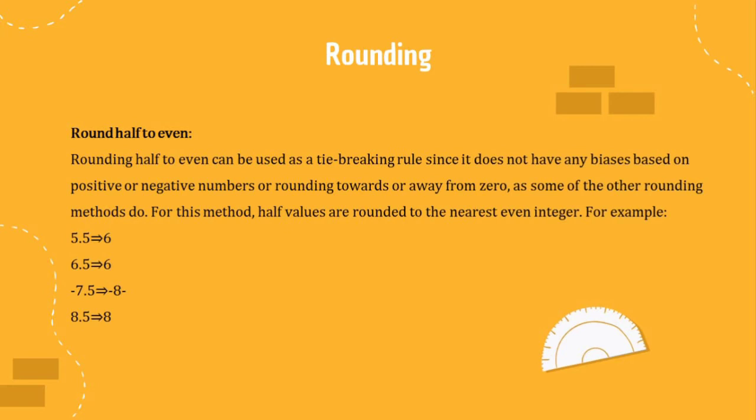Round half to even. Rounding half to even can be used as a tie-breaking rule since it does not have any bias based on positive or negative numbers, or rounding toward or away from zero, as some of the other rounding methods do. For this method, half values are rounded to the nearest even integer. For example, 5.5 equals 6, 6.5 equals 6, negative 7.5 equals negative 8, 8.5 equals 8.